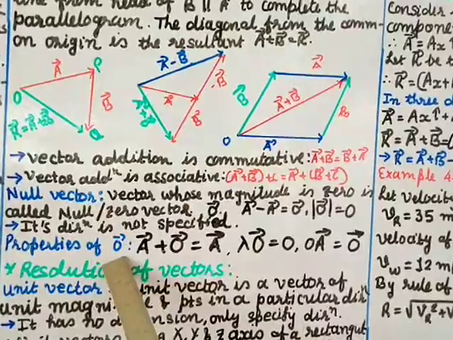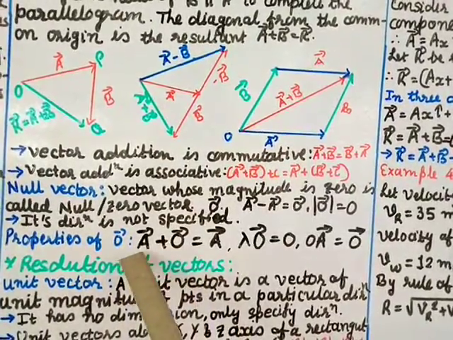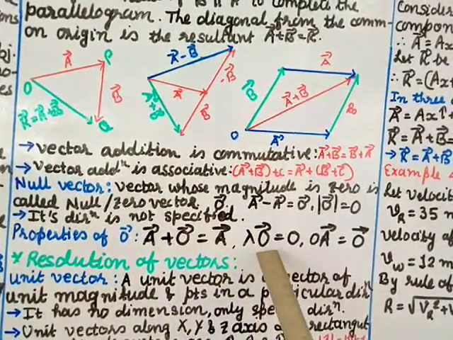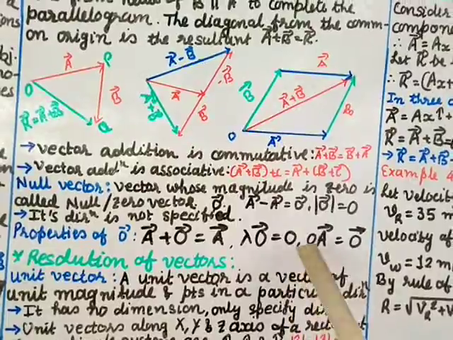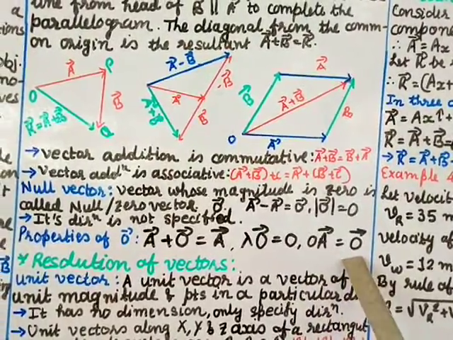Properties of the zero vector. Vector a plus the zero vector equals vector a. So if the zero vector is added to a vector, the vector remains the same. If you multiply any real number with the zero vector, the answer is the zero vector. If 0 is multiplied with any vector, then the answer is the zero vector. So these are the properties.